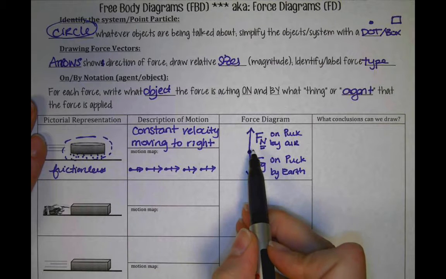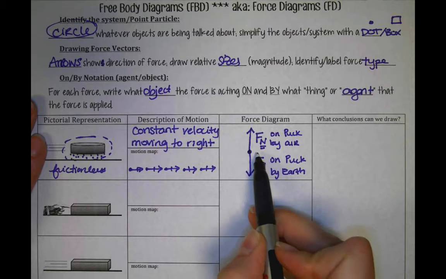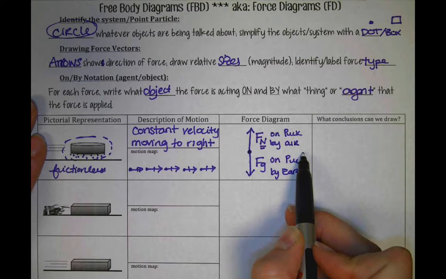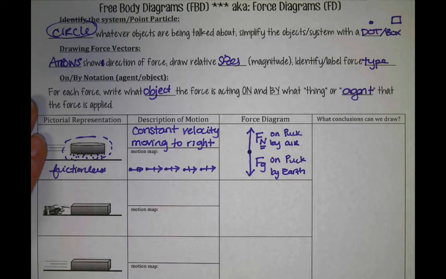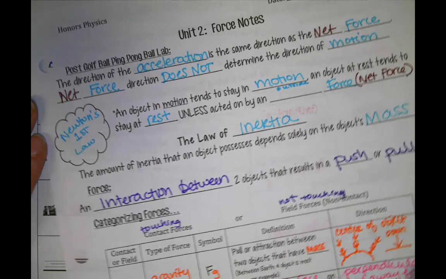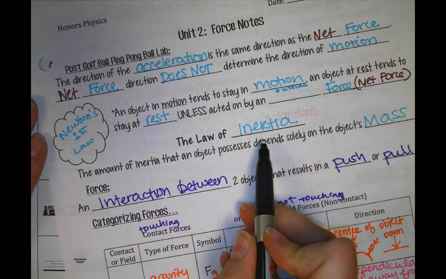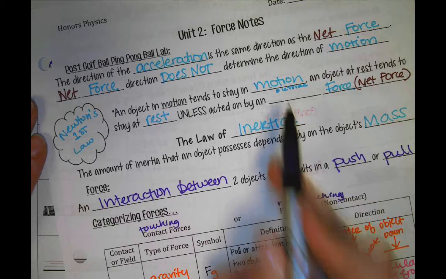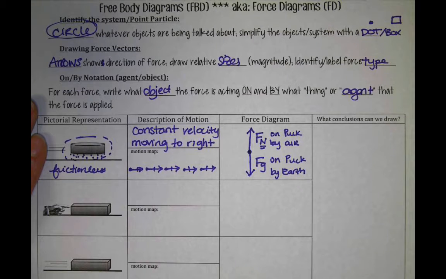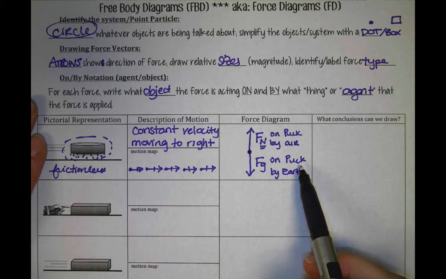Some of you might have drawn a force to the right just because it was moving to the right. But remember, forces do not show us the direction of motion. They are showing us the direction of acceleration. So within this diagram, you do not have anything to the right. It was just moving to the right to begin with. And as we remember from the law of inertia, an object in motion is going to tend to stay in motion until some force acts on it. So this object is moving to the right. It continues to move to the right.